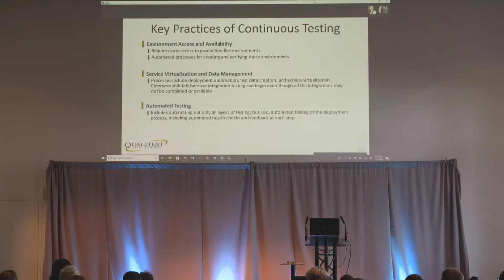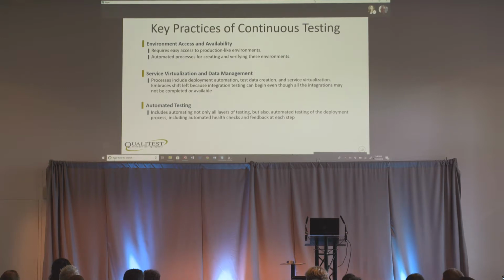Environment. Environment's always been a bane of our existence as testers, but especially in continuous testing, we need environments that are easy to access, and they really absolutely need to be production-like. So we need automated processes for creating and verifying these environments.